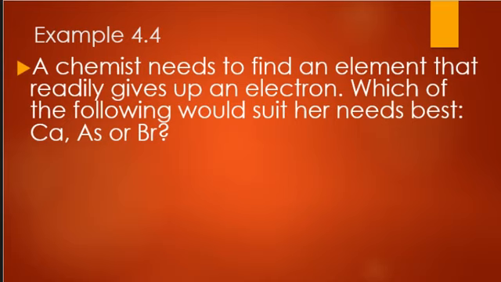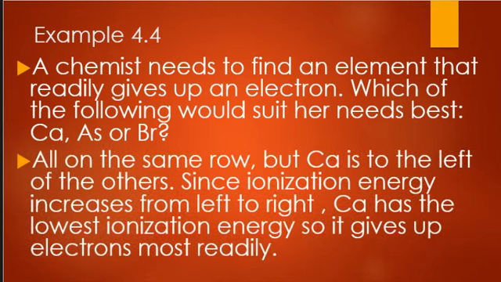Remember our arrow. Think of that arrow going. So which one is holding on to its electron the most loose? Calcium? Y'all agree? I agree. You do agree? Calcium? Okay. All are on the same row, but calcium is to the left of the others. Since ionization increases from left to right, calcium has the lowest ionization energy, so it gives up its electrons more easily. Do you get it? Not bad, right?